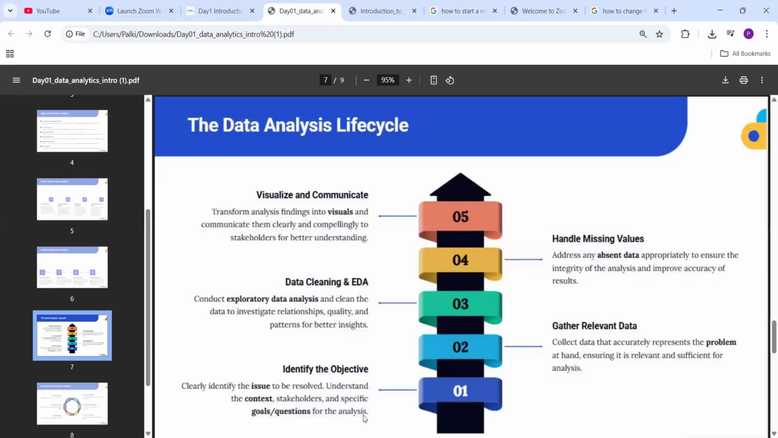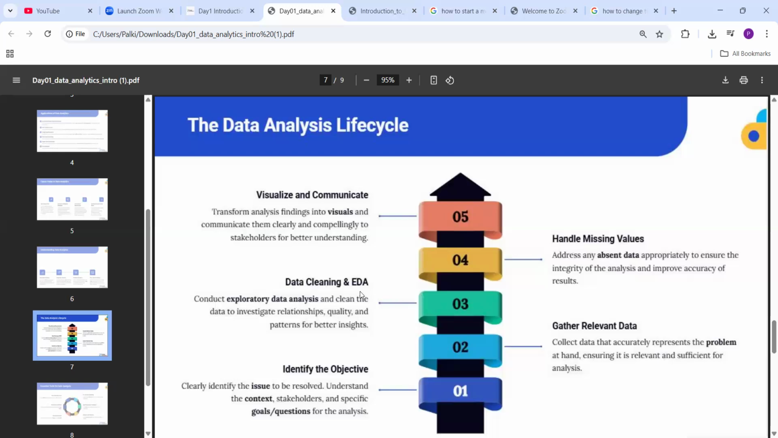See, whenever you are doing a data analysis for any company data, what you need to be clear about is that you should know the problem, right? And you should know what questions you need to ask. Always ask the right questions and gather the data correctly. Okay. Second is gather relevant data. Yeah, what I was talking about. You need to collect data that accurately represents the problem at hand. What was the cause of the problem? Only then you can have the data from the company.